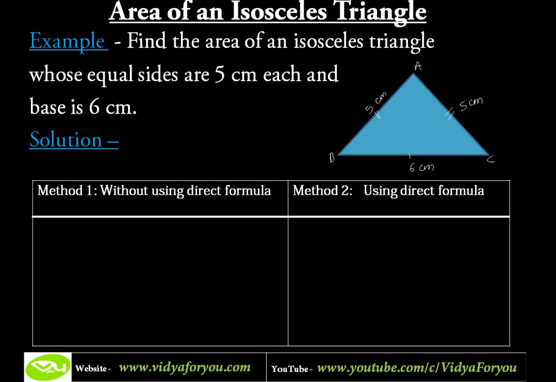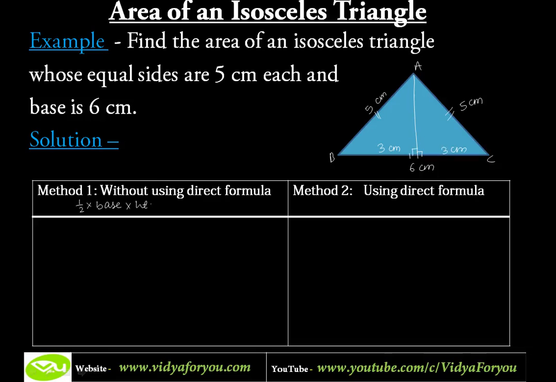So first method is without using direct formula. So what I mean here without using direct formula is we won't use 1 by 4 into b into under root of 4a square minus b square. So we will just use area is equal to half into base into height. Now draw a perpendicular over here. So this will become 3 cm, this will become 3 cm.